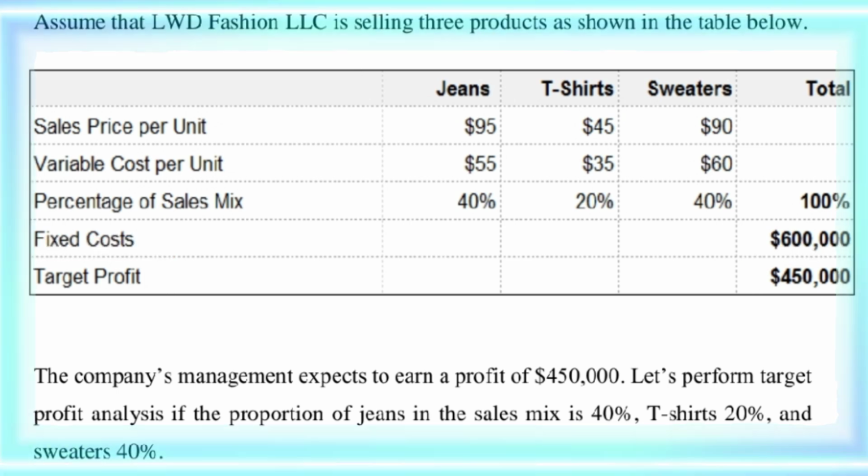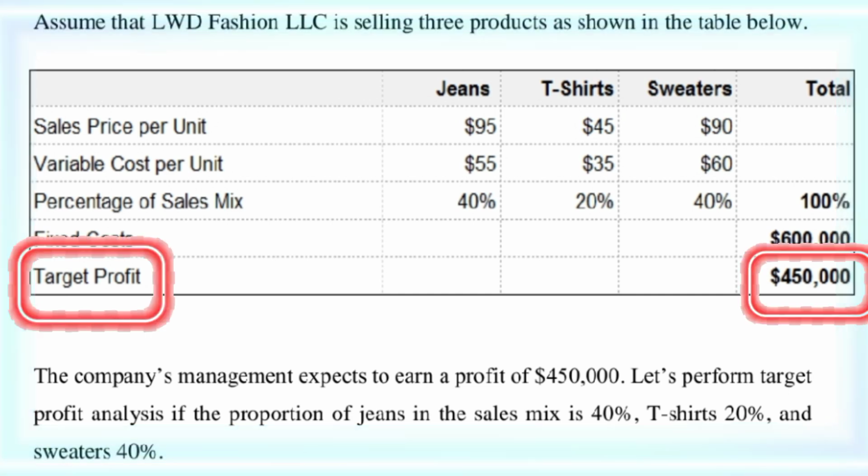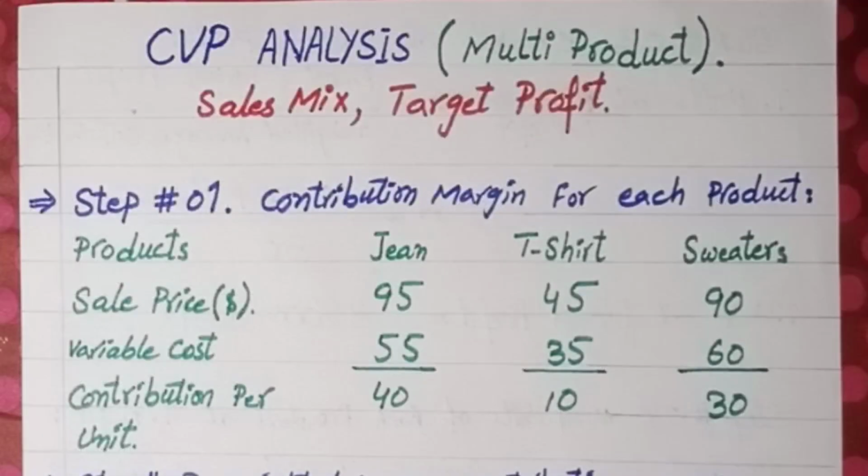By using this information we will perform the target profit analysis, and find how many units are required for achieving this profit and how much value of sale is required for achieving this target profit. Dear friends, we follow only 5 steps and can easily calculate both these values.